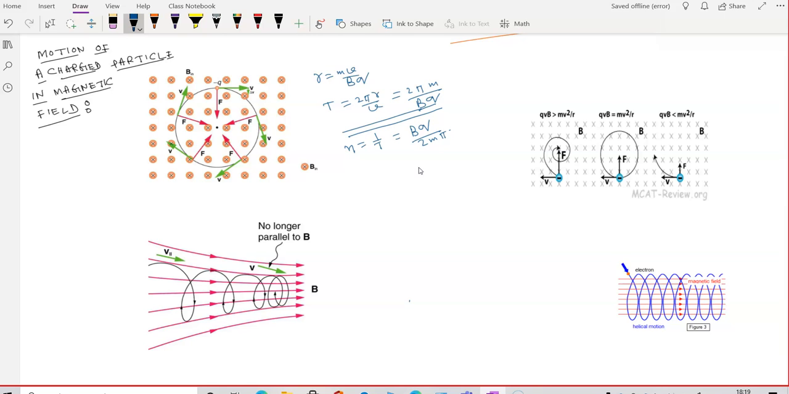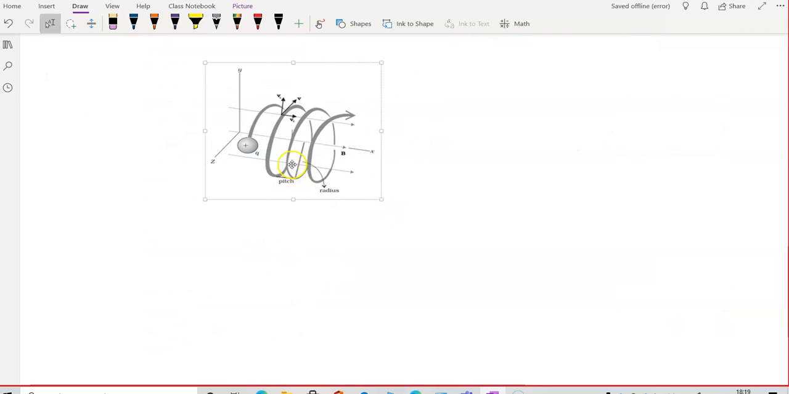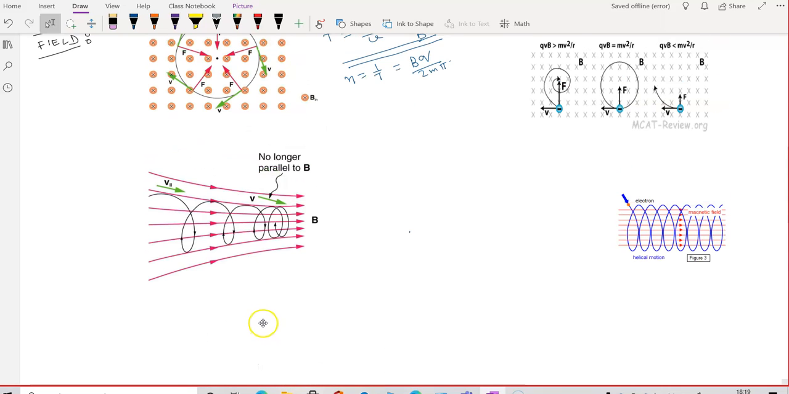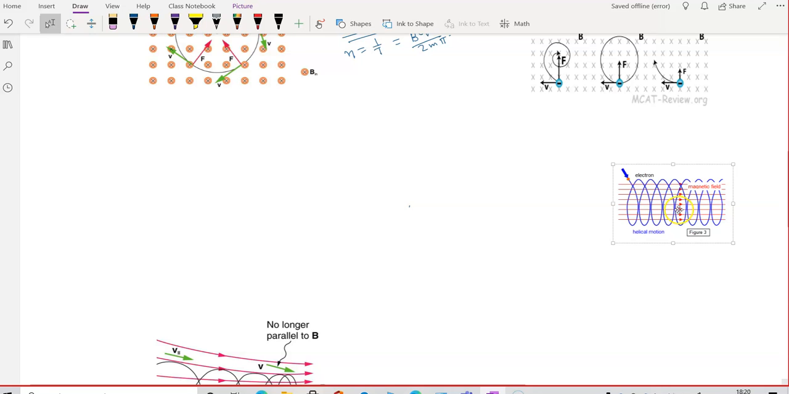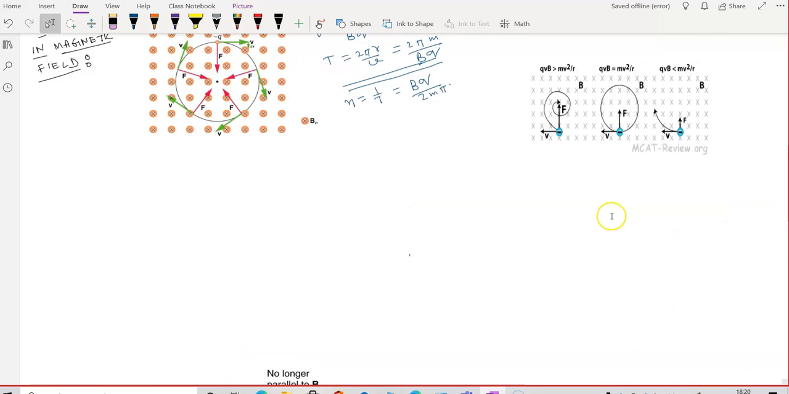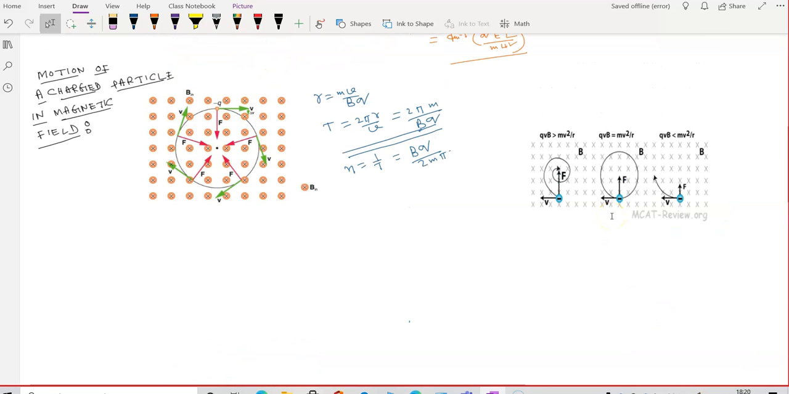When it enters a charged particle, all these will happen, and the working of the cyclotron, all these things also we have done. But what we haven't done before is the deflection produced in the charged particle.